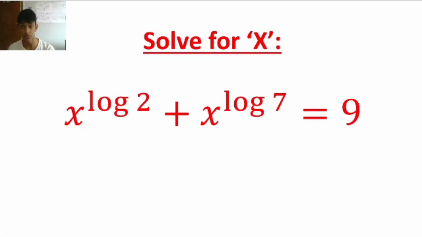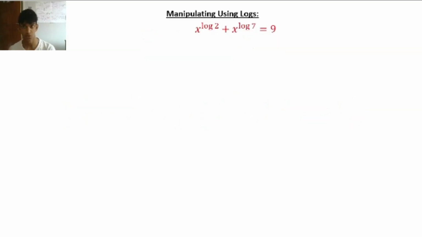Today we're going to be solving for x when we already know that x to the power of log 2 plus x to the power of log 7 is equal to 9. So where do we start? We need to start by manipulating some log values.